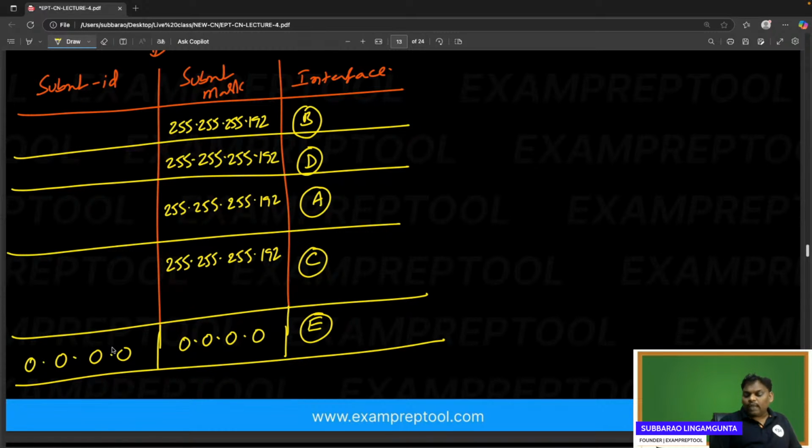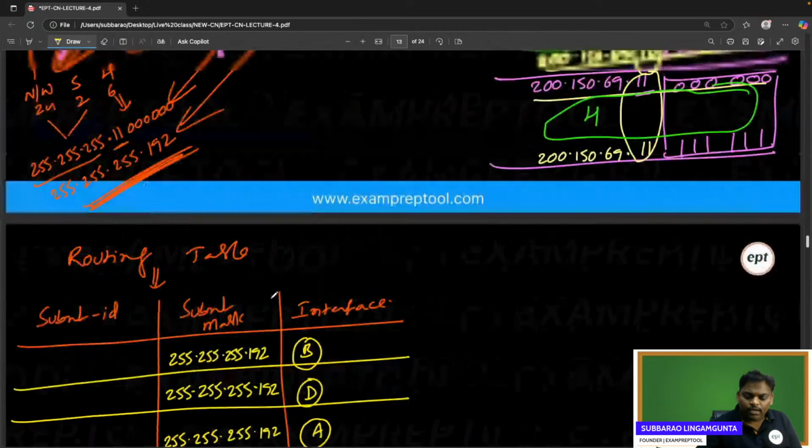I will go to the last place. This is the default interface. This default interface will match when no one will match. Right now observe. Now observe everyone in the B class.